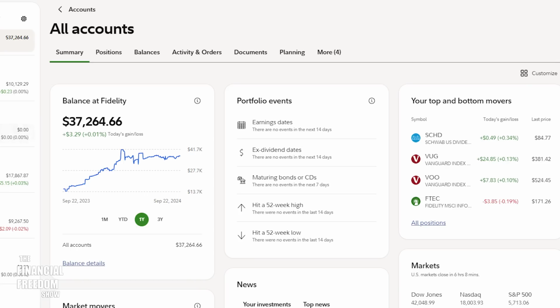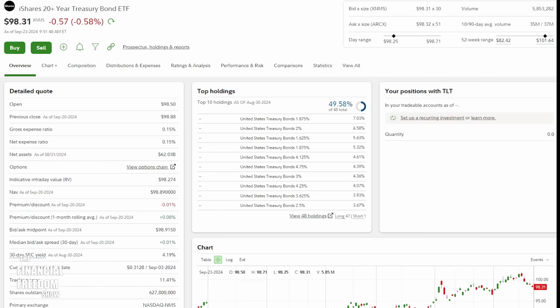We're going to take a look at what TLT is and how it works. So first, let's talk about what TLT is. The iShares 20 plus year Treasury Bond ETF is designed to track the performance of U.S. Treasury bonds with maturities of 20 years or more.